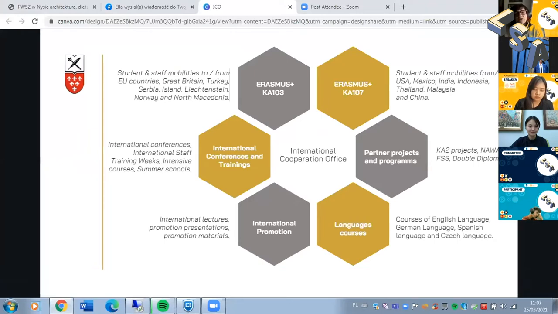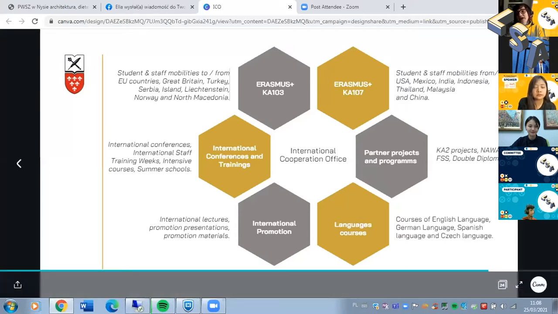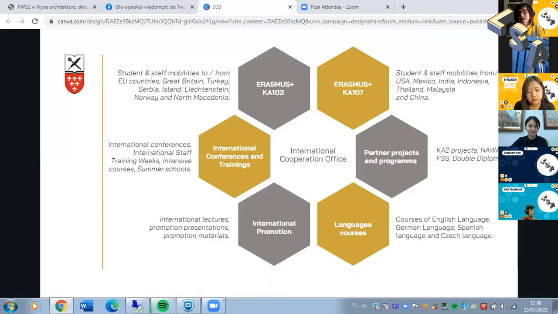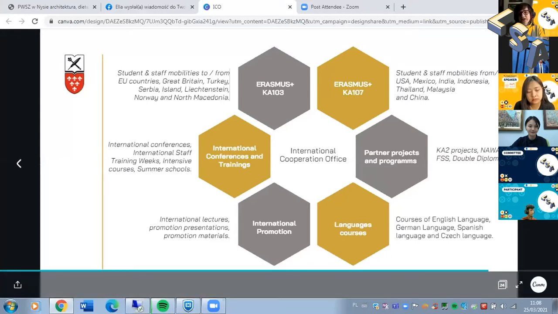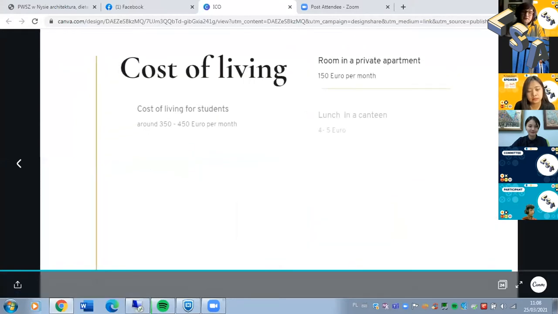In terms of international cooperation, we do different things like Erasmus, two actions, one dedicated to students from the European Union, the second worldwide. Then we also do partner projects and programs, language courses, international promotion, and conferences and trainings, which especially in this era are available online and accessible without any charge. So please consult your international office on which ones you can participate in the future.